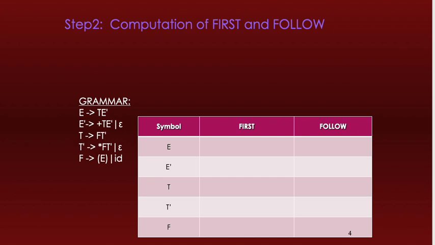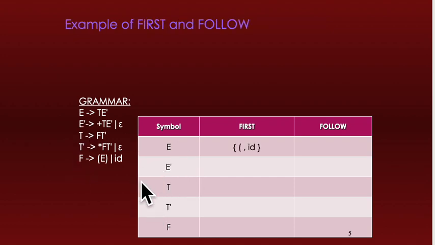Computing FIRST: for FIRST of E, we look at the symbols appearing immediately on the right-hand side. We have T, for T we have F, and for F we have open parenthesis and ID. So that is why we got open parenthesis and ID. For E dash we got plus and epsilon. For T we got open parenthesis and ID. For T dash we got star and epsilon. For F we got ID and open parenthesis. In the same way you compute FOLLOW.